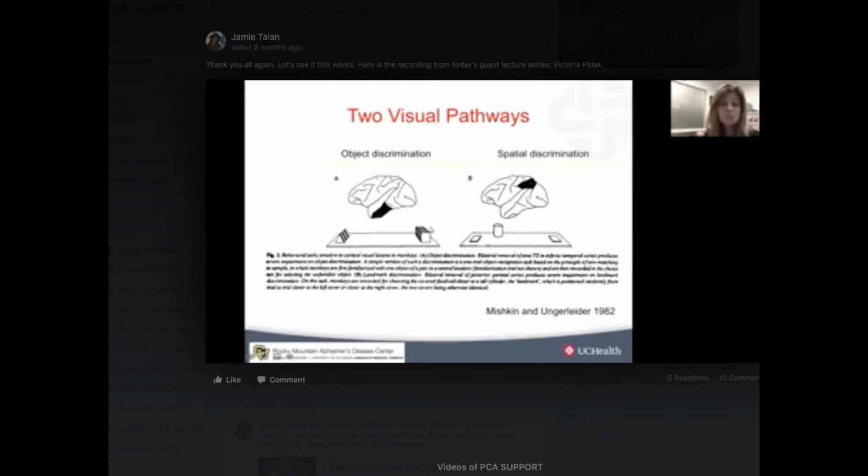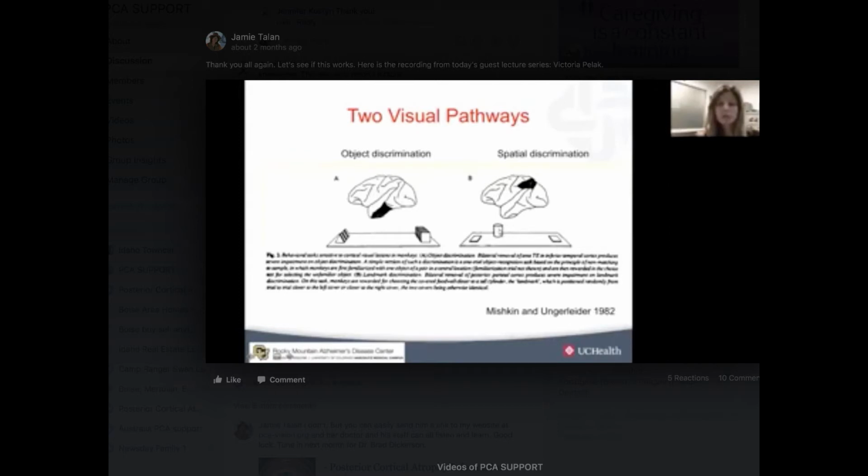They trained the monkeys to be able to discriminate them, and then they carefully operated and found that once they had the operation and they recovered and they were healthy, they were no longer able to perform the task of being able to discriminate between two objects. But in other groups of monkeys where they injured or took out carefully a part of the brain in the parietal lobe, they then found that they had difficulty being able to discriminate spatial relationships.